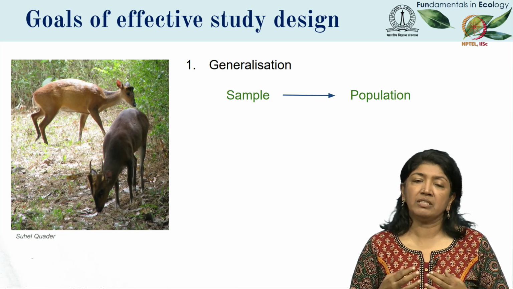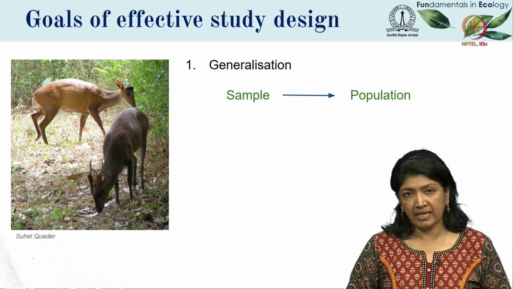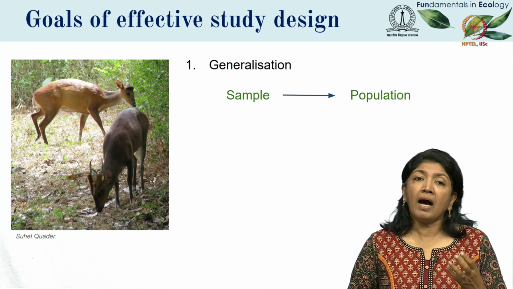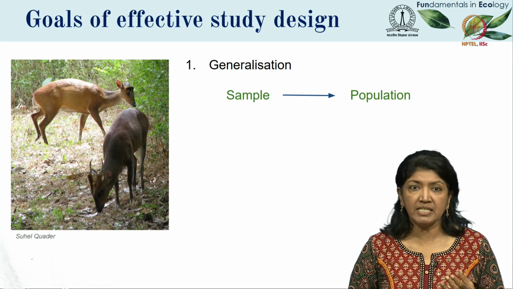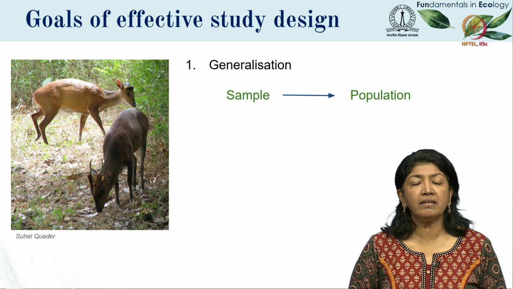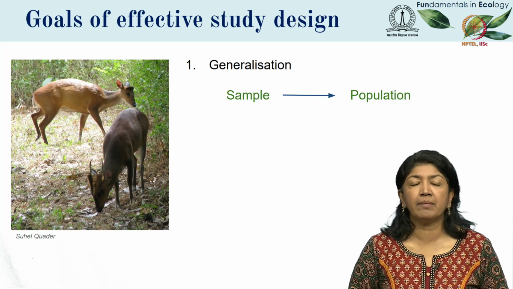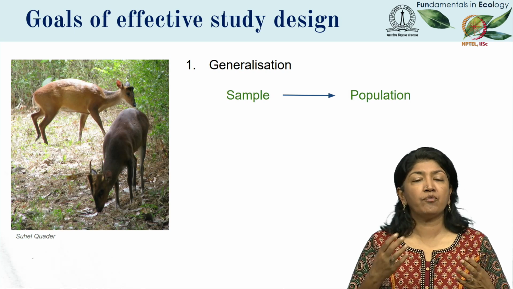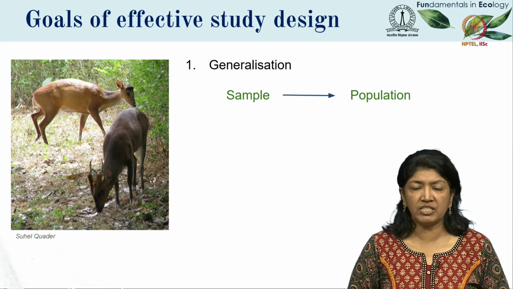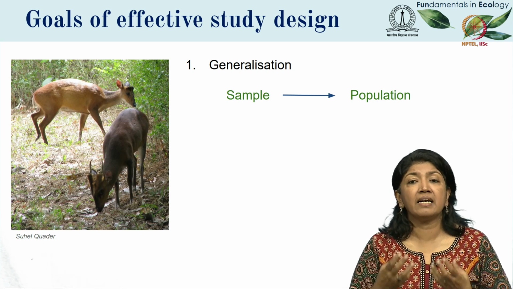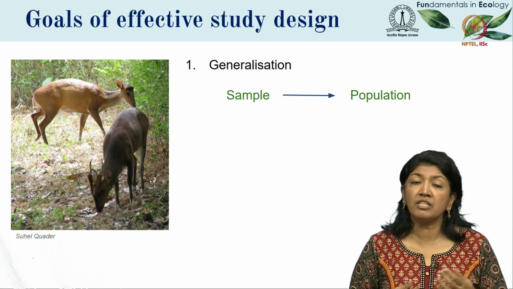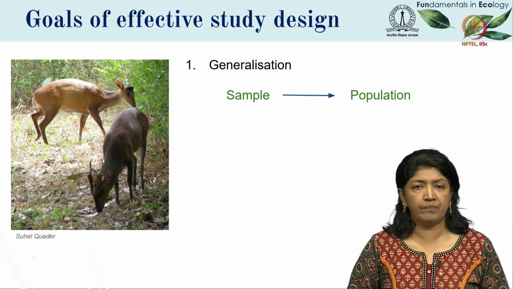So, imagine that my question is, are male and female deer of a particular species, say barking deer as shown in this image here, similar in size, or do we see size dimorphism? Are males larger than females, for example?